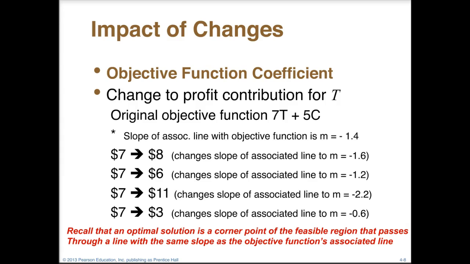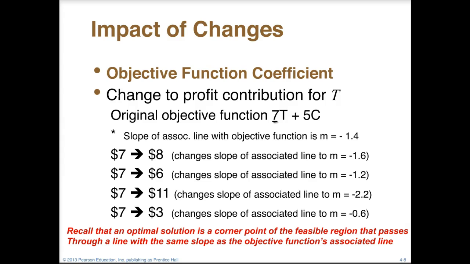All right, so our objective function coefficient. Let's say you want to change the profit contribution for the number of tables that we have. Now, if we change this number from 7 to 8, that means we're increasing the profit on the tables. But it also means our slope of the associated line is changing from negative 1.4 to negative 1.6. So from a negative standpoint, it is getting steeper.